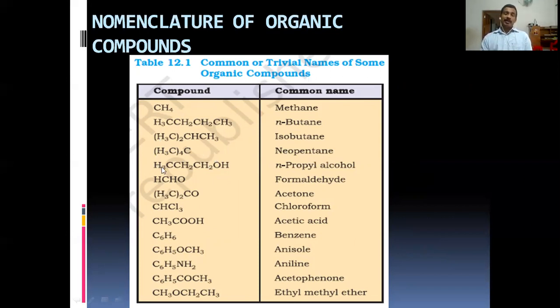Neopentane. CH3CH2CH2OH. This functional group is an alcoholic group, so it is known as normal propyl alcohol, N-propyl alcohol. HCHO, formaldehyde. That is a common name. CH3 twice CO means CH3COCH3. That is acetone. CHCl3, chloroform.